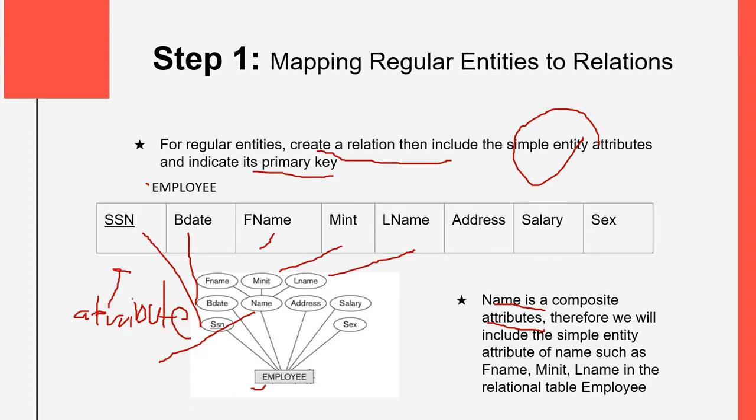So after that, we need to indicate its primary key. How to indicate the primary key? You look to the entity. Here, the attribute SSN is the key attribute. The key attribute is the primary key. So we put the key attribute SSN as the primary key. So how to identify the primary key in the relation table? By underlining the SSN, or the key attribute.